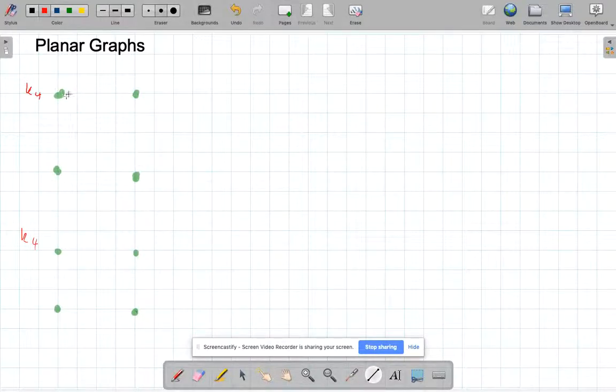A planar graph is one where the edges, rather, do not intersect. So I'm going to draw K4. Now K4 is the complete graph with 4 vertices, where from each vertex I can get directly to another vertex. Now this representation of K4 is not planar because we have this crossing here.